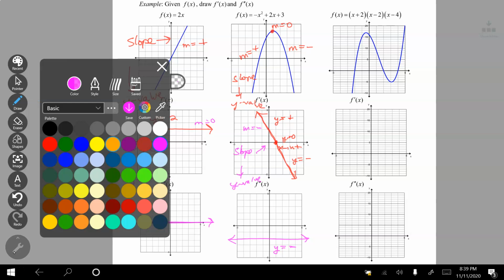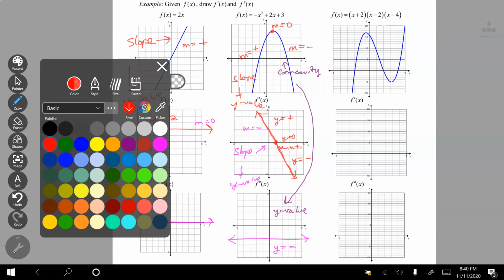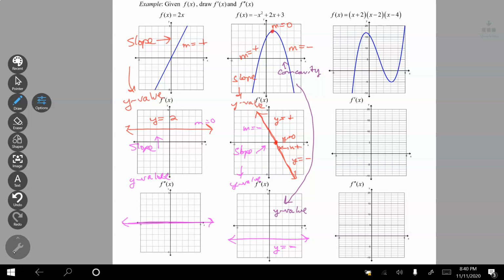And then we can really talk about what it means to go from the original graph to the second derivative. Well, the concavity on this graph is going to be the y value here. If you notice, on the second derivative, the y value is always negative because the concavity here is always negative. And we'll go back to the third graph, and we did these before. We did these a few weeks ago.